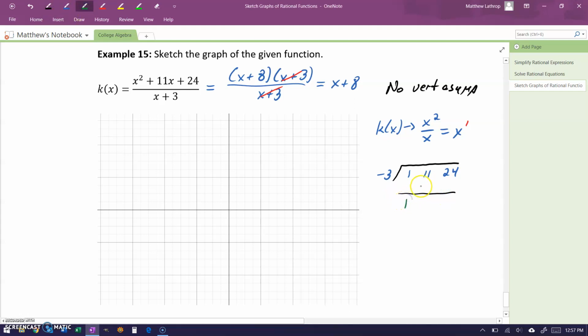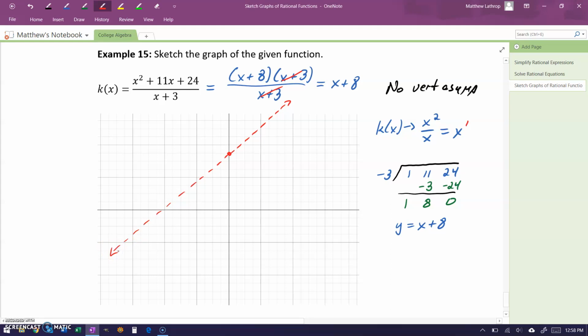We'll drop down that first term and then multiply to get negative 3, add together to get negative 8, multiply together to get negative 24, and add together to get 0, meaning we have an oblique asymptote defined by the line y equals x plus 8. So we have an oblique asymptote.